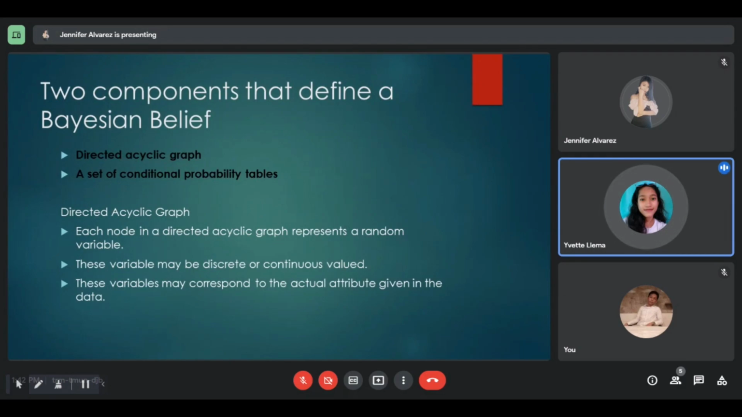Two components define a Bayesian belief network. We have a directed acyclic graph and a set of conditional probability tables. What is a directed acyclic graph? Each node in a directed acyclic graph represents a random variable. These variables may be discrete or continuous values. These variables may correspond to the actual attributes given in the data.